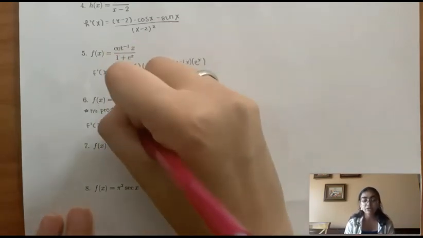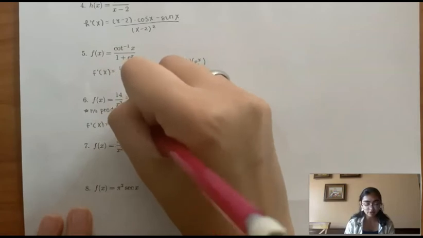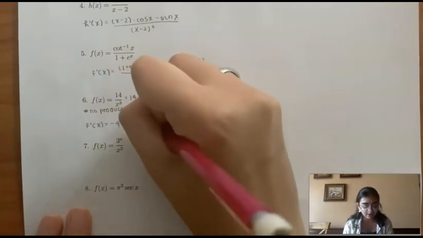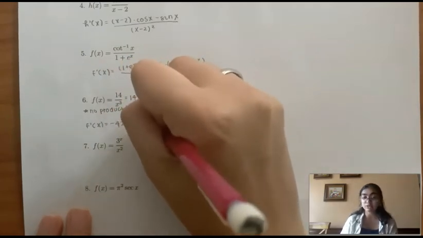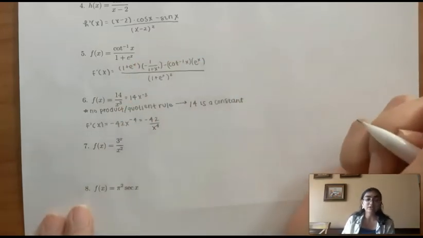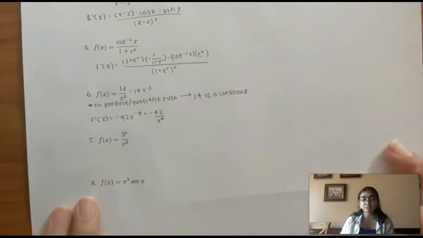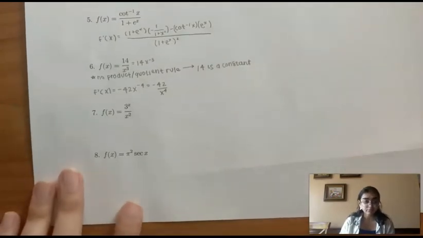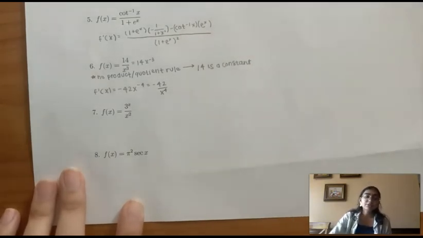We can further simplify that, or write it in a better way, by bringing the x to the -4 into the denominator to make that exponent positive, giving us -42 over x to the 4. Now, number 7 is just a basic quotient rule, and you can see the difference between number 6 and number 7, since number 7 does have variables in both the top and bottom of the fraction.